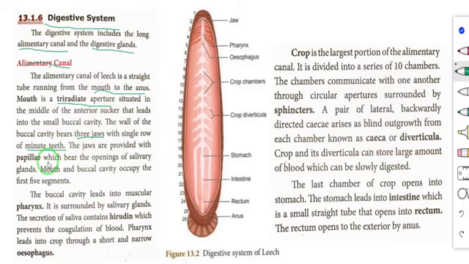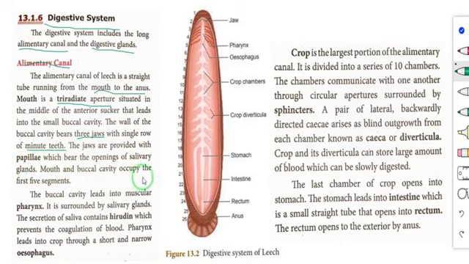Just when we are seeing, we cannot find it out easily. The jaws are provided with papillae, that is a hair-like structure, papillae which bear the openings of salivary glands.